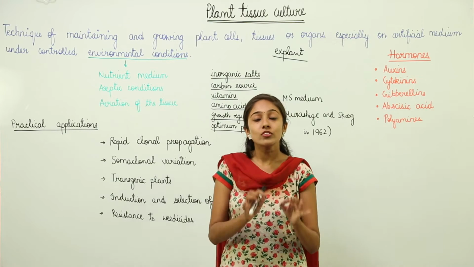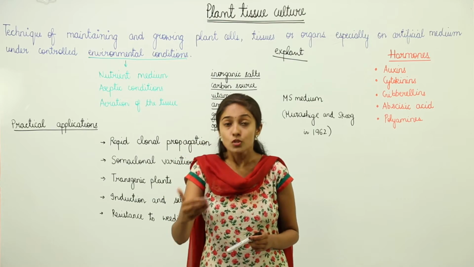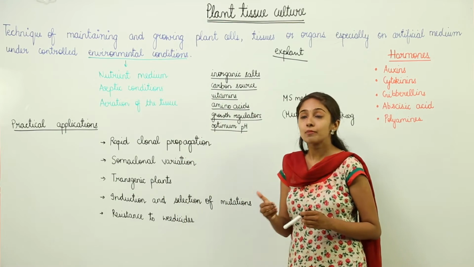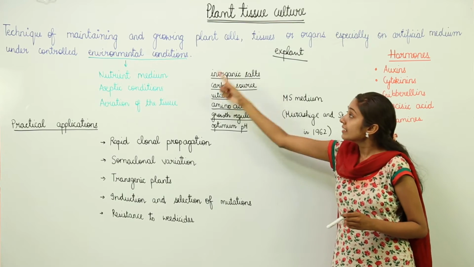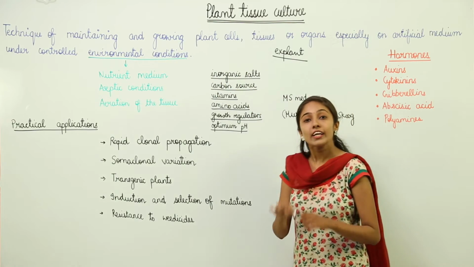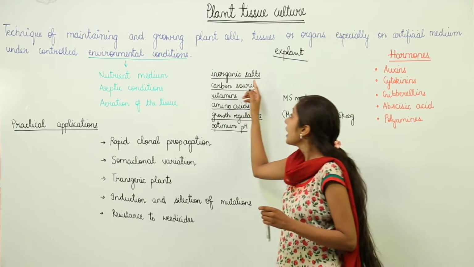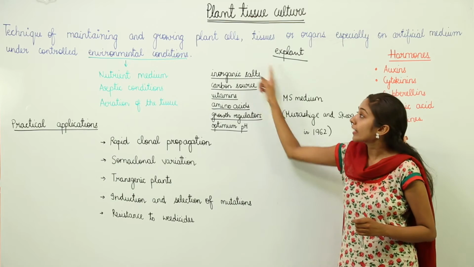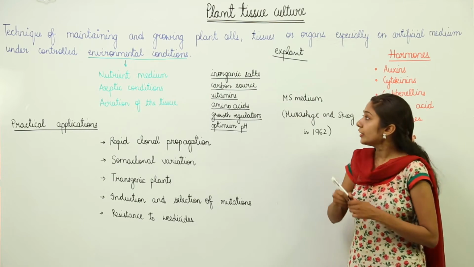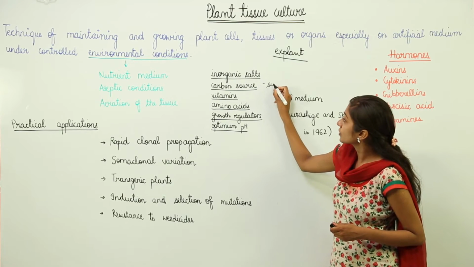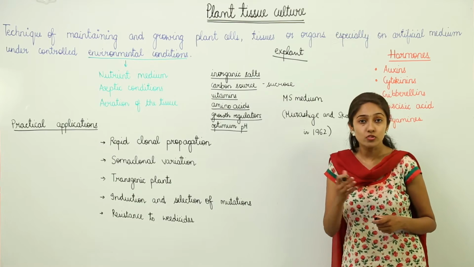When we talk about nutrient medium, it means we are going to supply nutrients for their better growth. So what are those nutrients needed by the plants? They can be in the form of inorganic salts, which can be micronutrients as well as macronutrients. Then a carbon source. The carbon source generally used is sucrose.